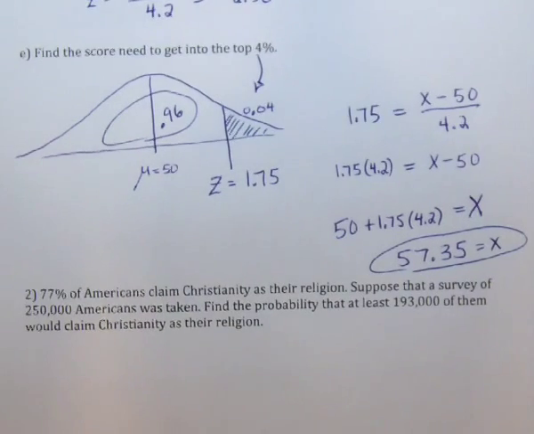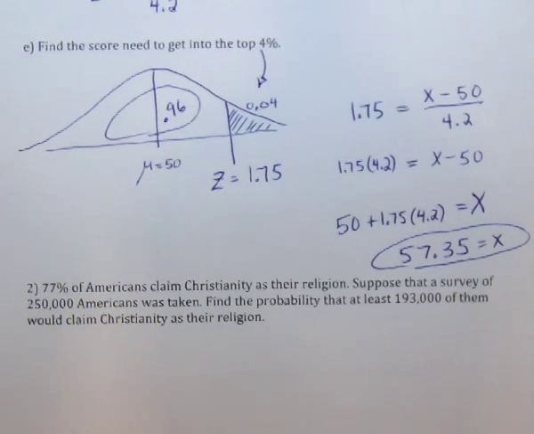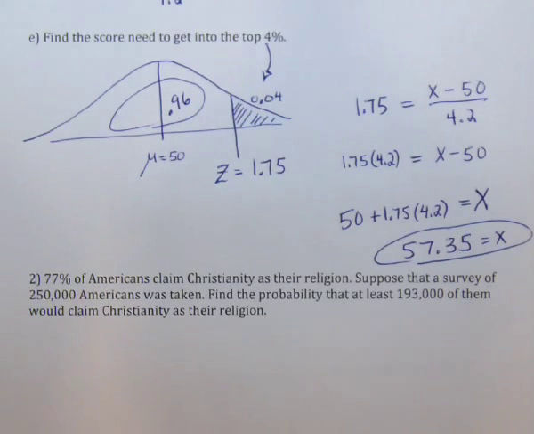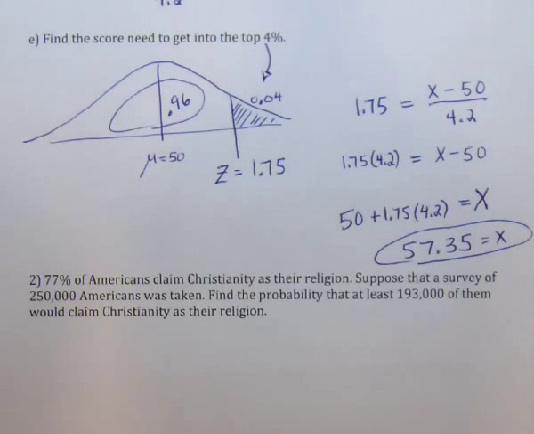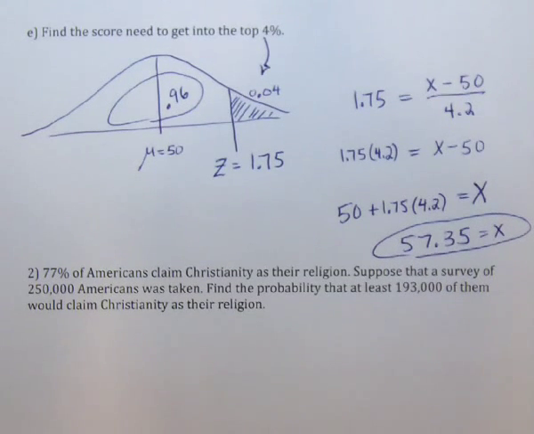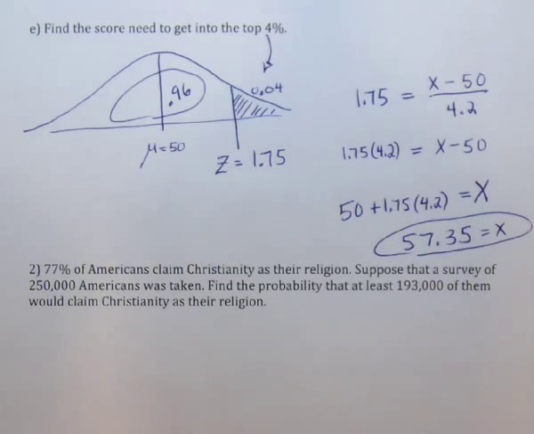And then one more. So here is, I'll put quotes around it when I say fact, I found it on the internet this morning in some newspaper survey. 77% of Americans claim Christianity as their religion. Suppose that a survey of 250,000 was taken. Find the probability at least 193,000 of them.